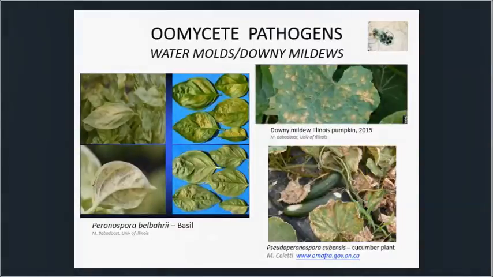And I just wanted to show some examples of the water molds that you're going to see as far as the downy mildews. The one on the left is on the basil, so you'll see a little bit of yellowing that occurs on the leaf itself. You flip it over, you see those sporulations that are occurring on that basil. In 2015, Dr. Babadoost of the University of Illinois Extension found downy mildew on Illinois pumpkins, and we are the number one producers of pumpkins in Illinois. So this can be a very catastrophic disease that will hit our fruits and vegetables. And then again, the ones that you see as far as the cucurbits.